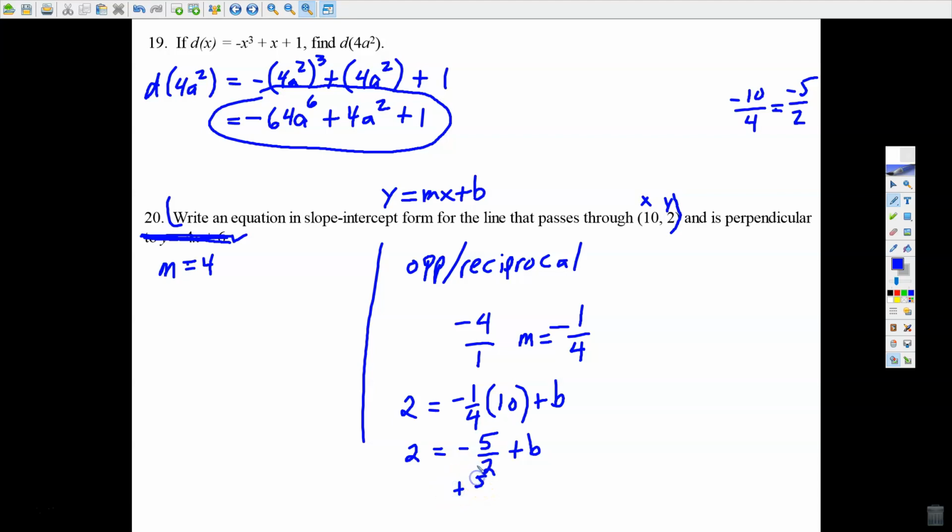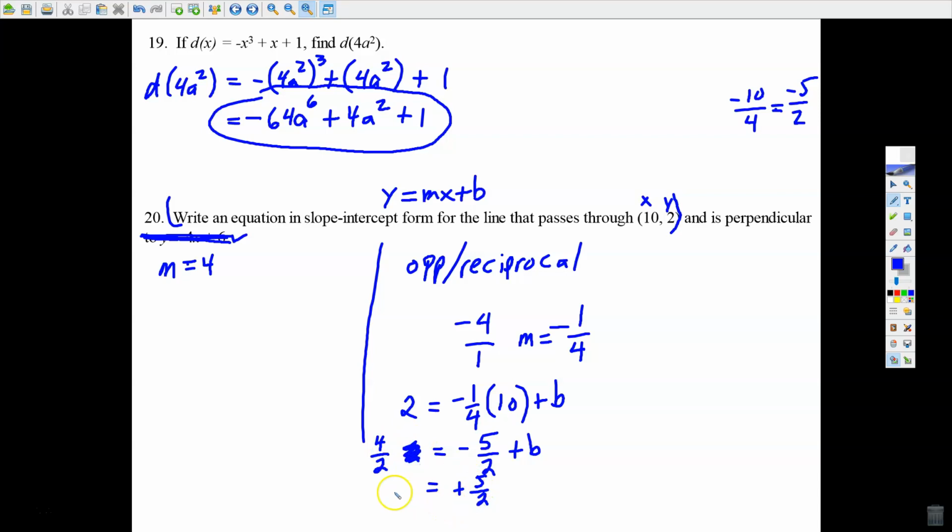Pretty obvious that to undo this, I'm going to have to add. Right now it's being subtracted. And the problem becomes, I've got to add 5 over 2 to 2. It would be great if 2 was also a fraction that had a denominator of 2, so I could add them together. Well, that's easy enough to do because 4 over 2 is equal to 2. Now they have the same denominator. It's still equal to 2.